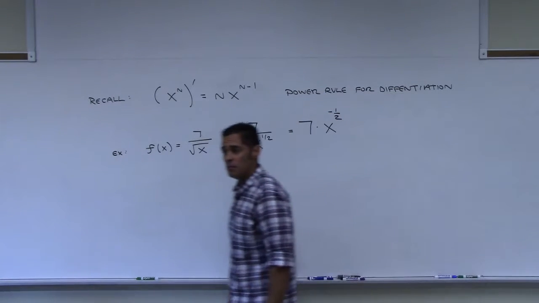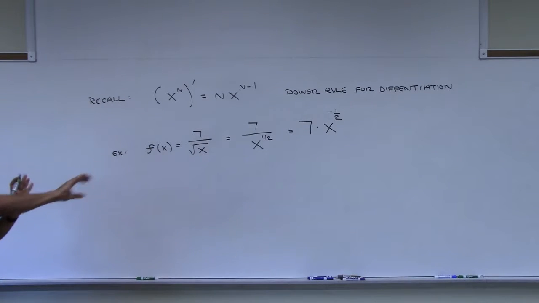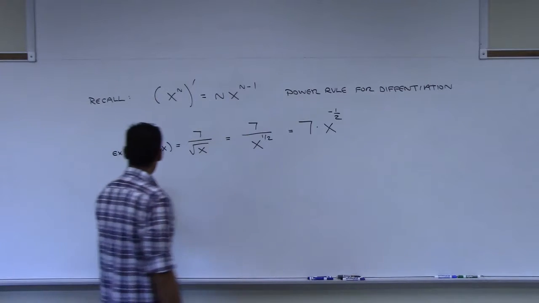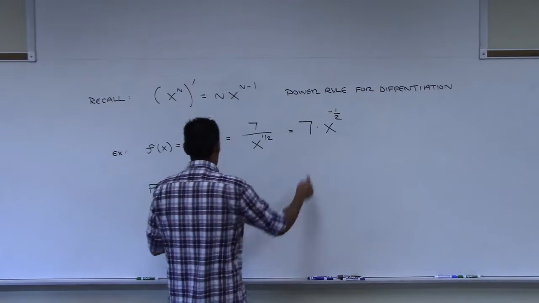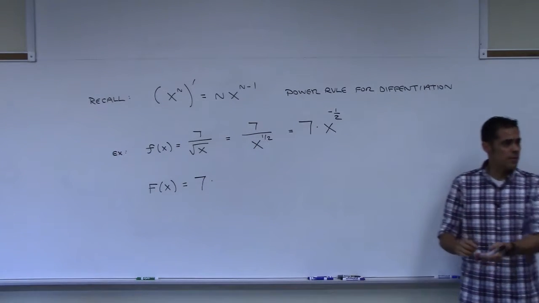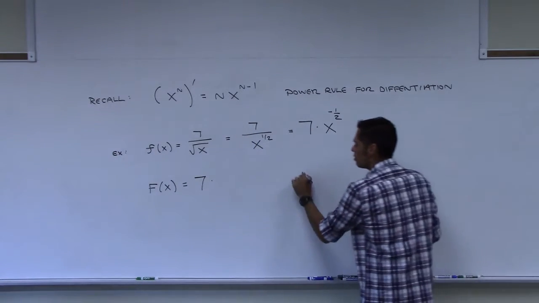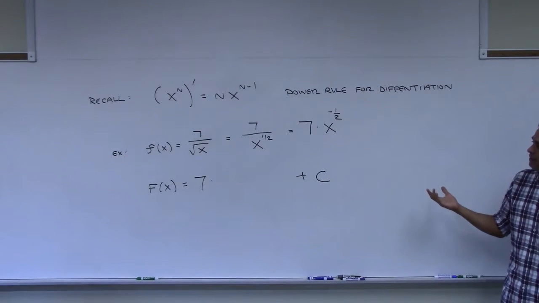Y'all okay with that? Okay, so that is just me rewriting the original function. I think at this point we can start looking at what the antiderivative might look like. I can tell you right now there's a 7 there, because that's a constant in front. It can come for the ride. I can also tell you there's a plus c here because I'm doing integration. It's always going to be a plus c, right?